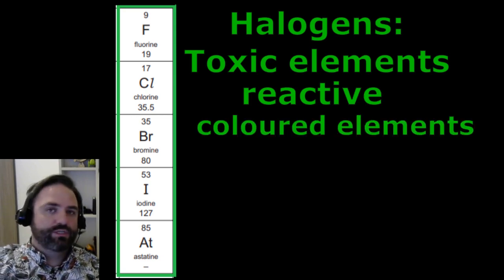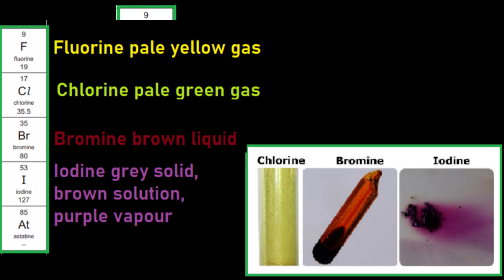You have to know the colors of these elements. So fluorine is a very, very light pale yellow. Chlorine is a pale green. Bromine is brown. Iodine is gray when it's a solid, brown when it is in solution, and purple when it is a vapor. Something else they all have in common is that they are diatomic elements.